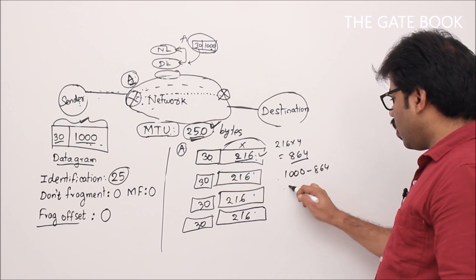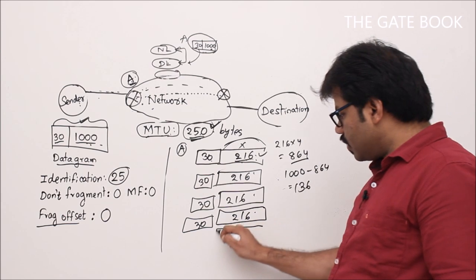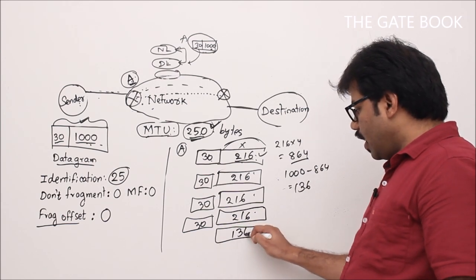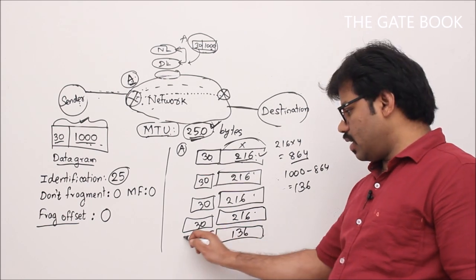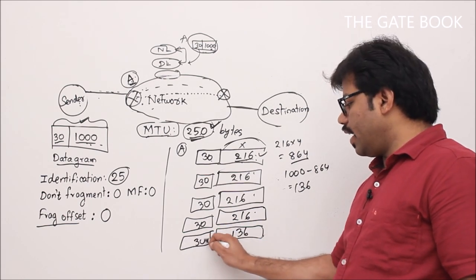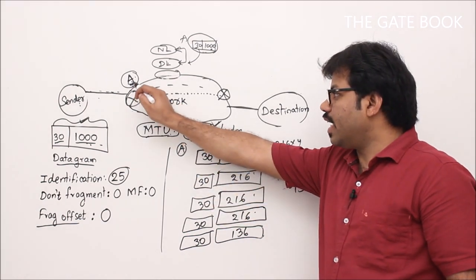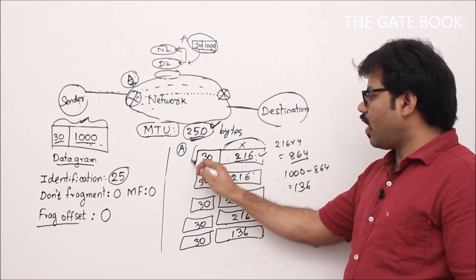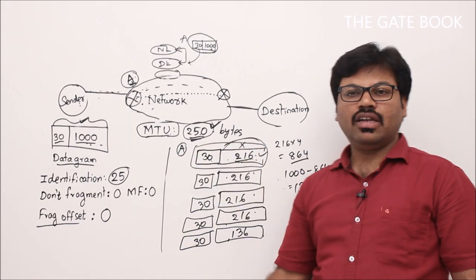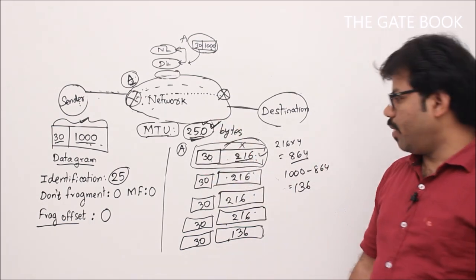Then what is the remaining thing? 1000 minus 864 is 136. So that 136 will go to the last fragment. That's why every fragment may not have the same size. The last fragment may have a different size. Remember it. Okay. Now again the network header is 30. In that way, router A, that means the network layer of A, is going to do fragmentation like this. Now each fragment will be given to the data link layer. So the data link layer will allow it because it is allowing 250 bytes.